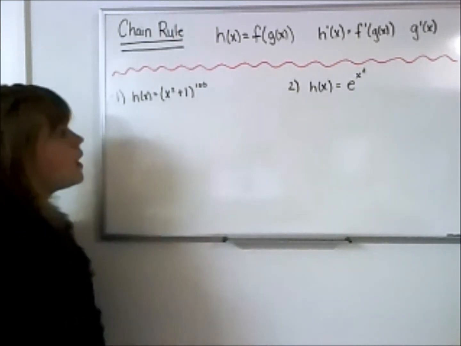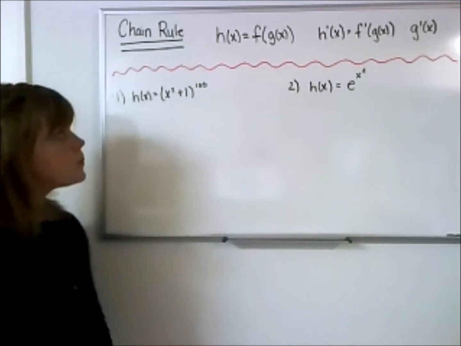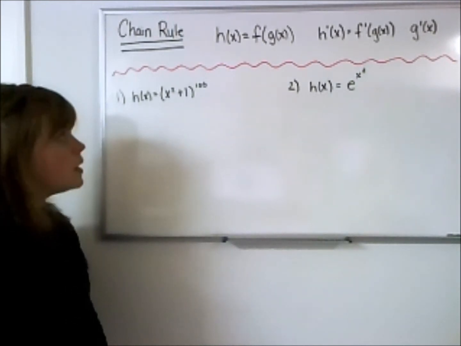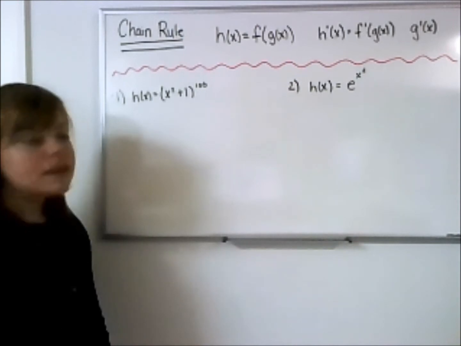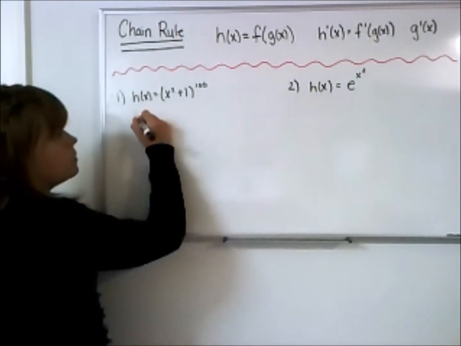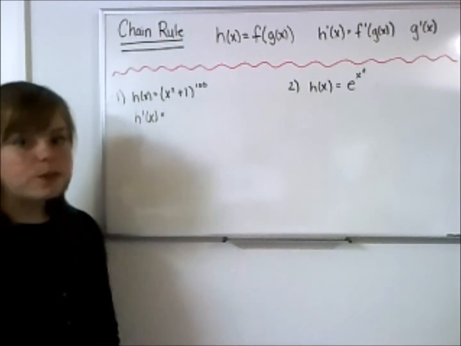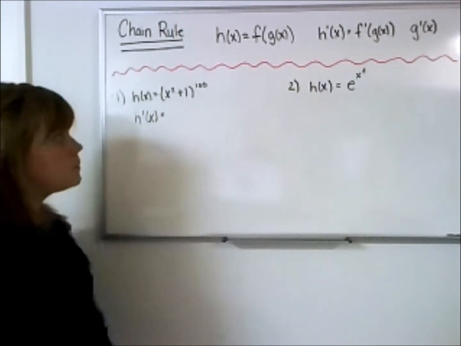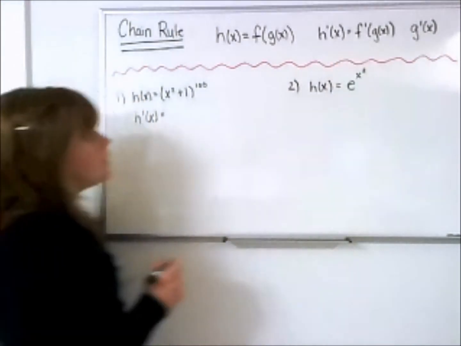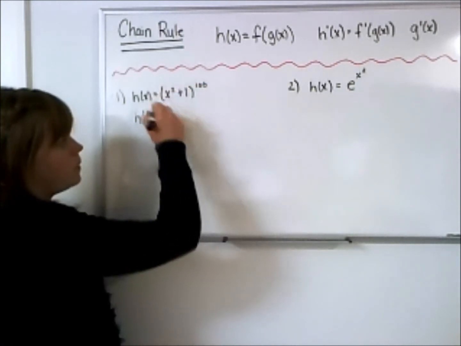In this first example, I have h of x will be the quantity x squared plus 1 raised to the 100th. The function f that we're talking about is a quantity raised to the 100th power, and then the function g is x squared plus 1. So, to find h prime of x, what we'll first do, again working from the outside in, is take the derivative of f prime of g of x.